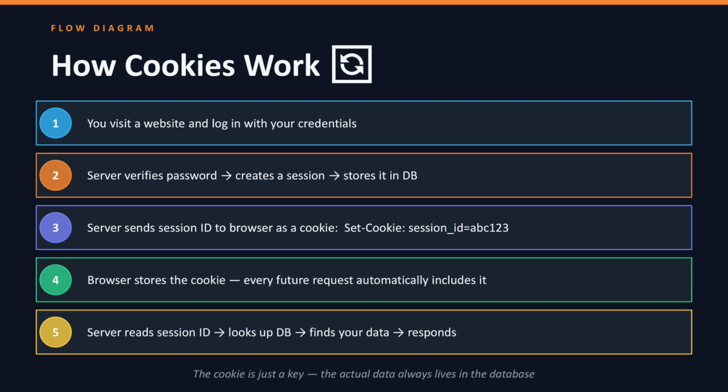Step 5: the server reads the session ID from the cookie, looks it up in the database, finds your user record, and responds with your personalized data. The critical thing to understand here, and this is where most people get confused: the cookie itself is not storing your data, it is just a key. The actual data lives in the database on the server.